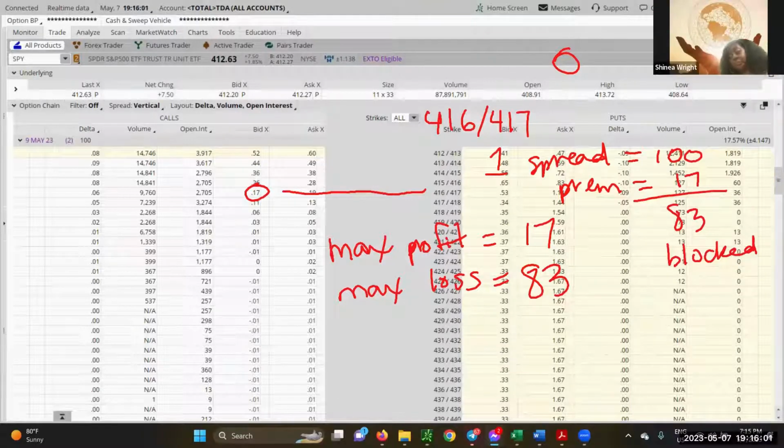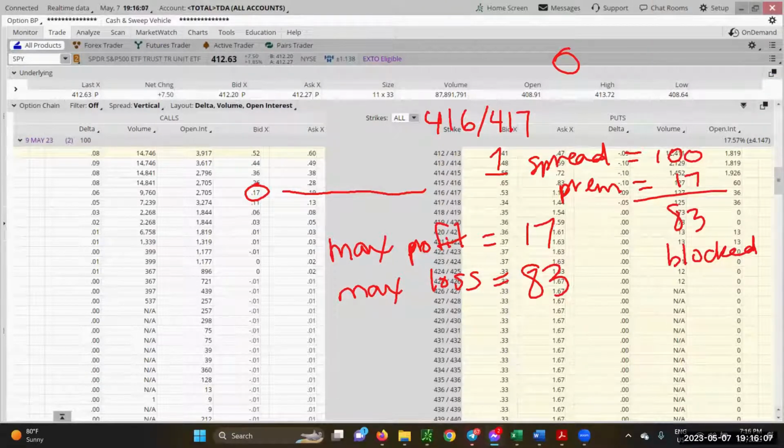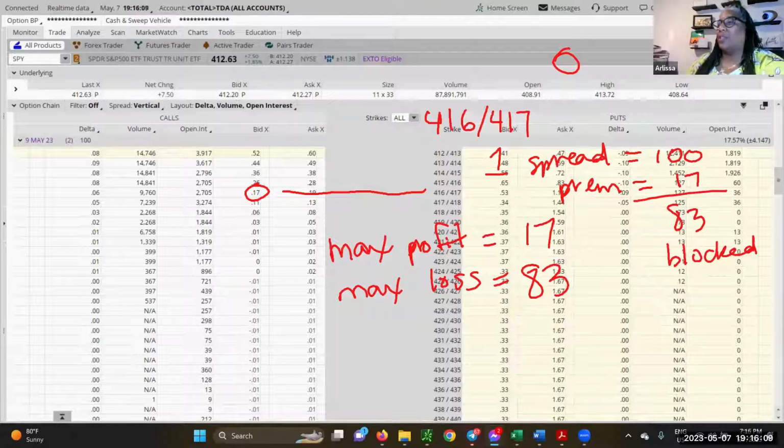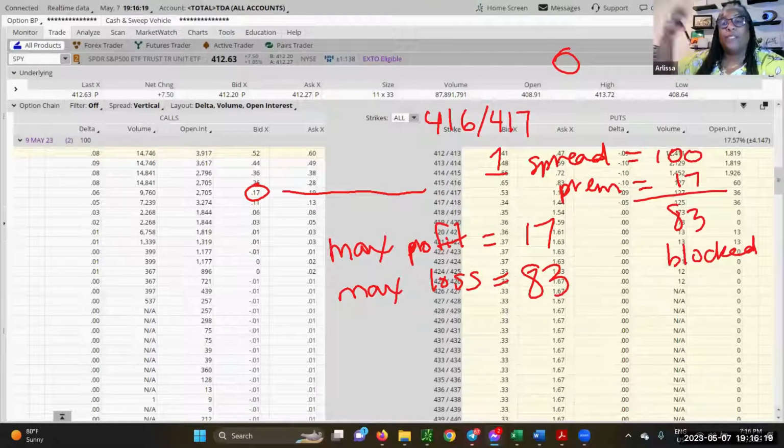Okay, so what happens if it does pass the 416? Then your max loss is the $83. But it has to get where for max loss? 418. So just above 417. It doesn't have to get all the way to 418, but if it's above 417, that's max loss.